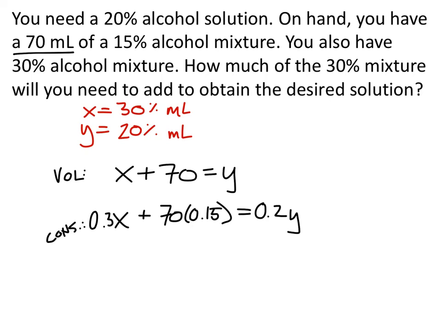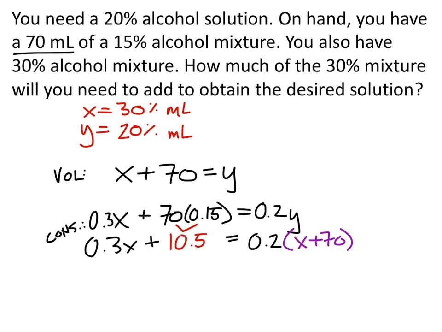All right, this is set up for substitution. So I'm going to replace the y with x plus 70. Well, let's distribute this 0.2 in then. Now this sets up pretty nice for us, even just as it is. But remember, the question is how much of the 30% mixture we will need. And X is the 30% mix. So this is set up nice just to solve the problem and be done.